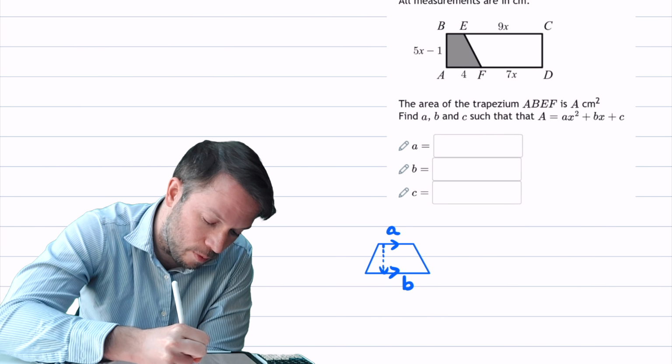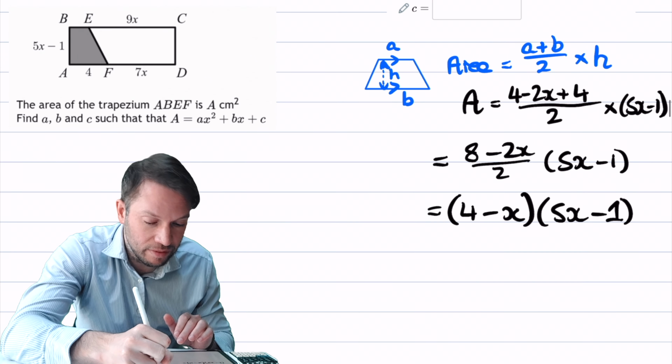So we're going to do 8 divided by 2, which is 4. And then the minus 2x divided by 2 is just minus x. And that whole thing is being multiplied by 5x minus 1. Again, be really careful with your brackets. We want all of this, which is 4 minus x, times all of this, the 5x minus 1. Brackets are a really good way of saying you want all of something times all of something. So now we can just multiply out these brackets, expand the brackets.